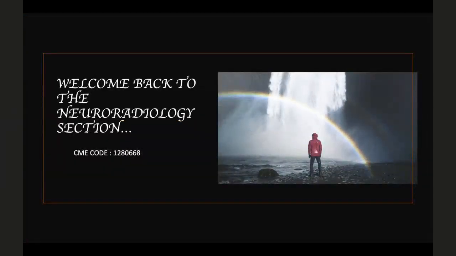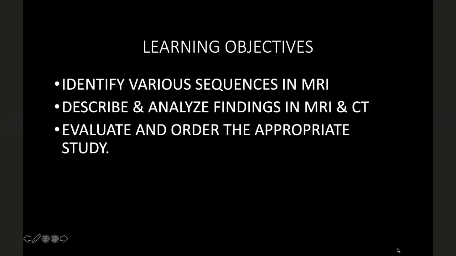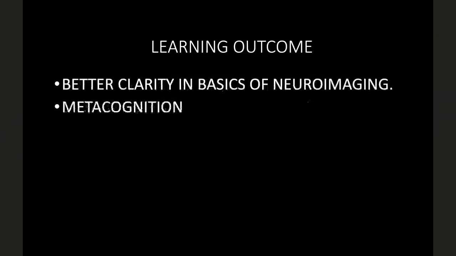So welcome back. It's time to get a little dip into the ocean. The learning objectives of this course are to identify various sequences in MRI. I know there is a population here who's really intelligent and they pick things up, and sometimes they even give us a call and say, hey, what do you think about this? Given their vast experience over a decade or more. But then there are also younger learners among us, and this is to just refresh everybody. The other objectives are to describe and analyze findings in MRI and CT, and to evaluate and order the appropriate study for what you want. I think that is the key, my main objective for this.